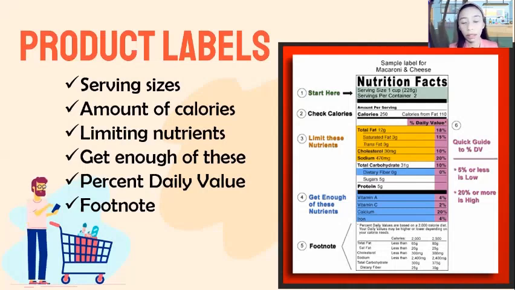And third is the limiting nutrients. Limiting nutrients, number 3 here, the orange one. It is the portion where you are informed that the product may contain unhealthful nutrients. Remember that eating too much total fat can increase your risk of getting certain diseases. So I have here an example: total fat is 12 grams, saturated fat 3 grams, trans fat, cholesterol, and sodium.